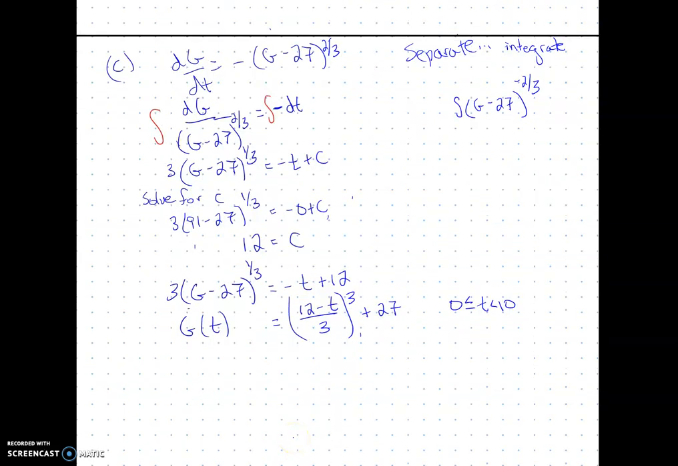The last thing it asked, and this was really easy to miss. I had a few kids who were frustrated because they didn't realize they got this problem. They were really excited, and they didn't realize that they were supposed to actually estimate at t equals 3. The last piece of this is just to do g of 3, which is 12 minus 3 over 3 to the third plus 27. All I'm doing here is taking 3 and plugging it in for the t. 12 minus 3 is 9, divided by 3 is 3, 3 to the third is 27, plus 27 is 54 degrees Celsius, and there are 5 more points.